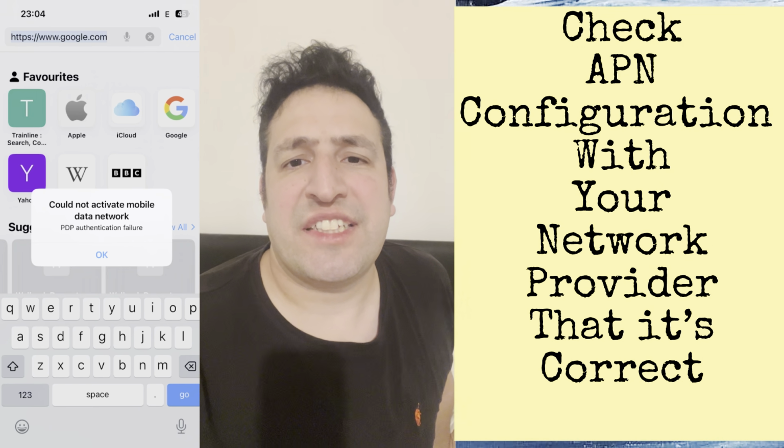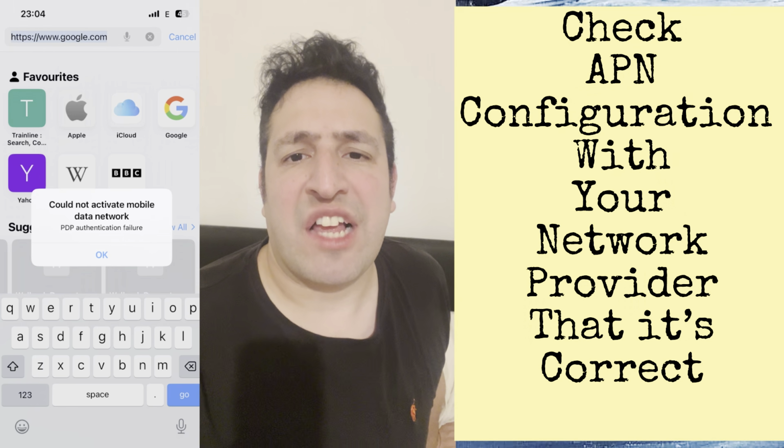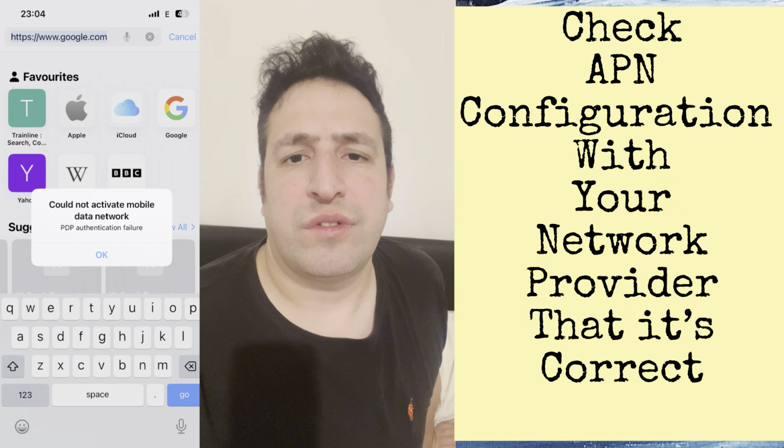Ensure your APN settings are correct. I would suggest contacting customer services at your mobile phone network provider and they can run the checks for you.